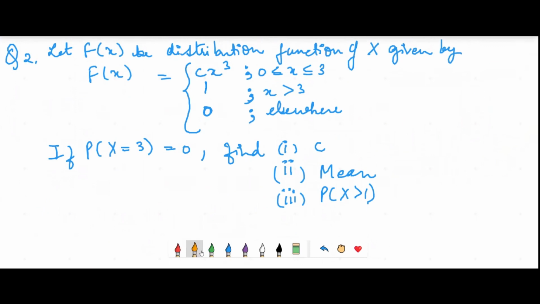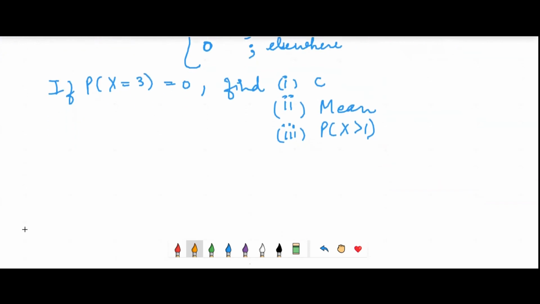Let us consider the second question. Let capital F be the distribution function and it is defined by this. If P of x equal to 3 is given to us as 0, then find the constant value C, the mean of the random variable, and the probability that x is greater than 1. In this question, the distribution function is given, so the first thing that we need to do is find the PDF. This is the difference between the previous question and this question. So how to calculate a PDF?